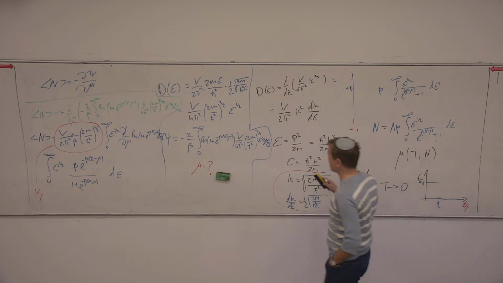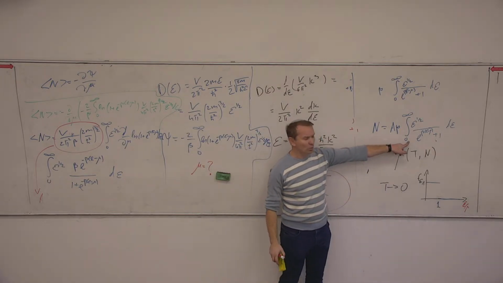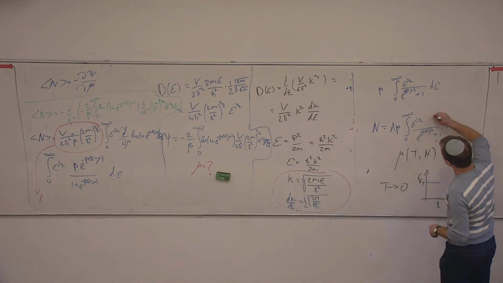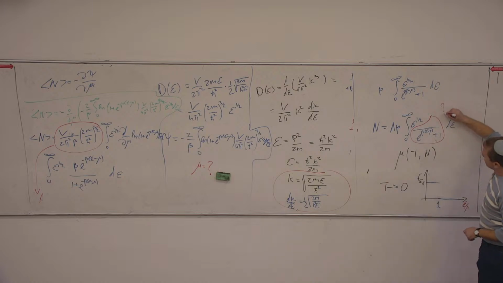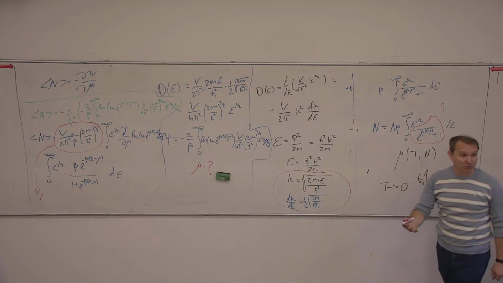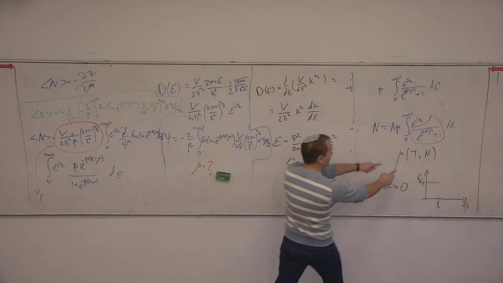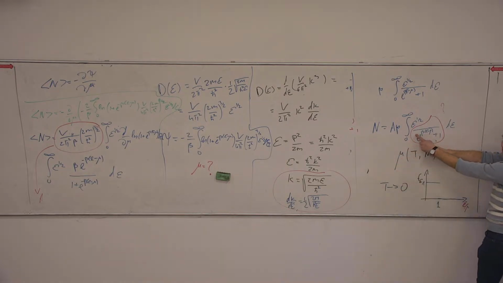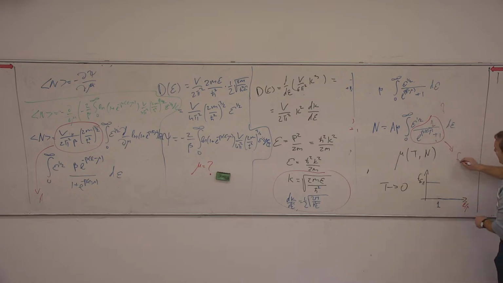Now, look at this part over here. What is this specific part? This is exactly f of epsilon. This is the occupation fraction, also called the Fermi distribution. So I know that this part over here is a step function in the low temperature limit, so whatever is standing over here, we can write as 1. This is f of epsilon. So I don't need to solve this integral.